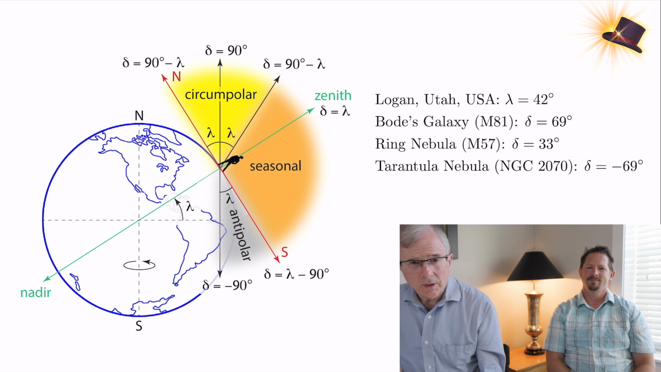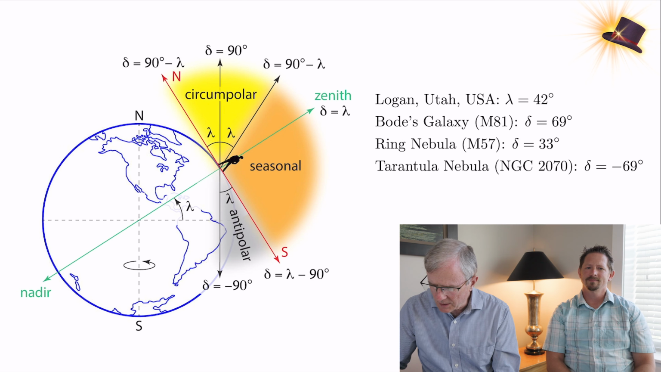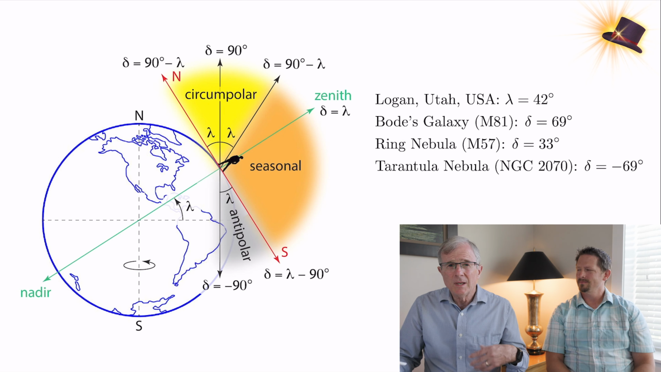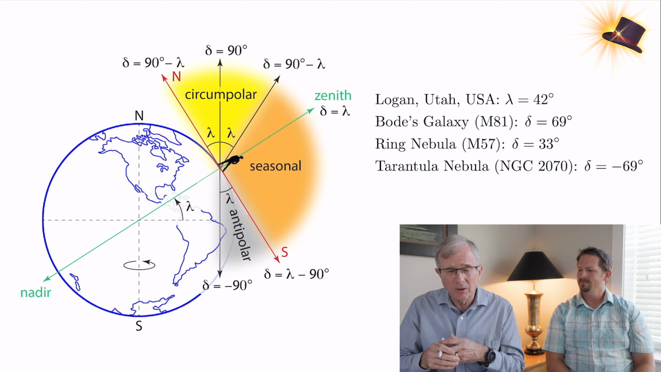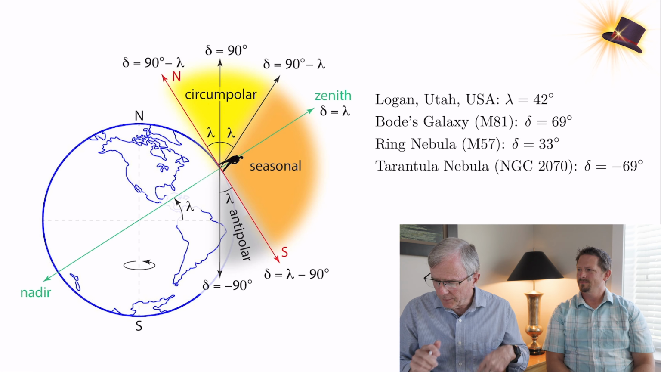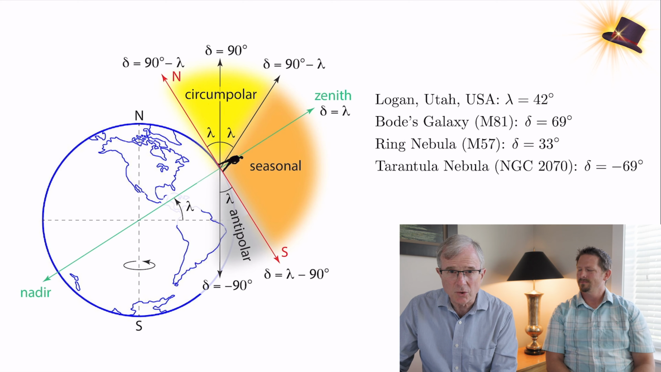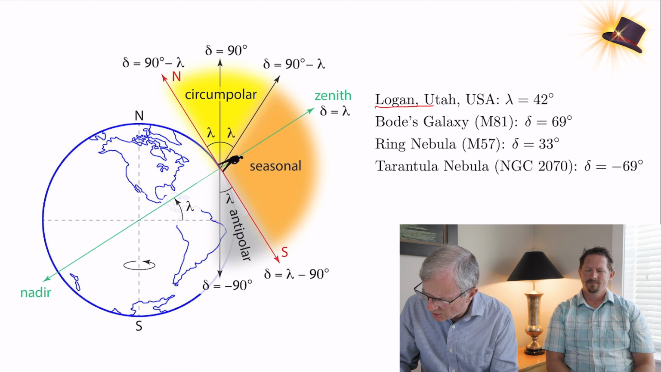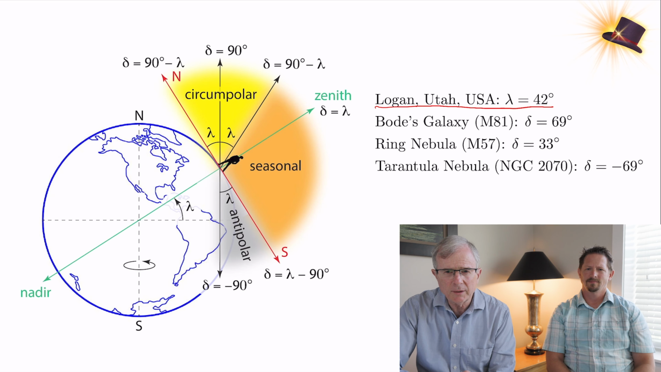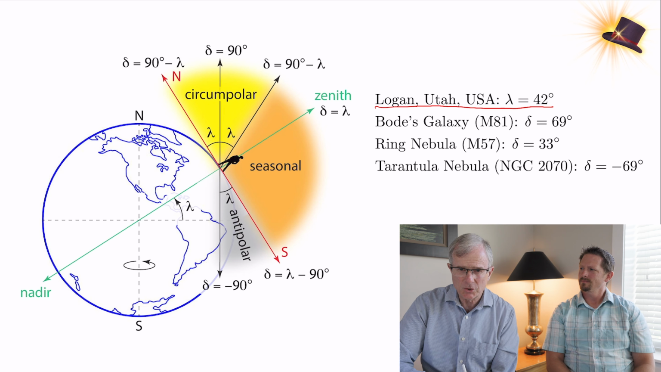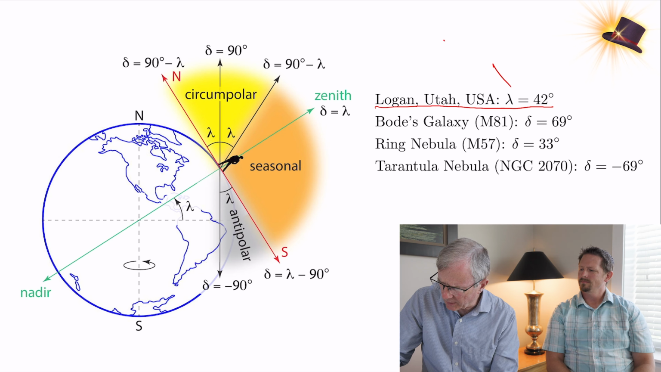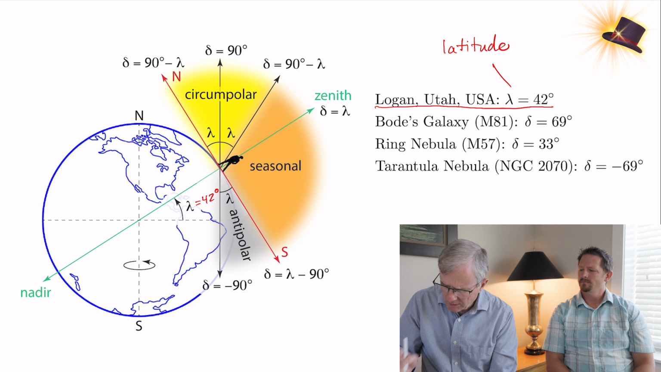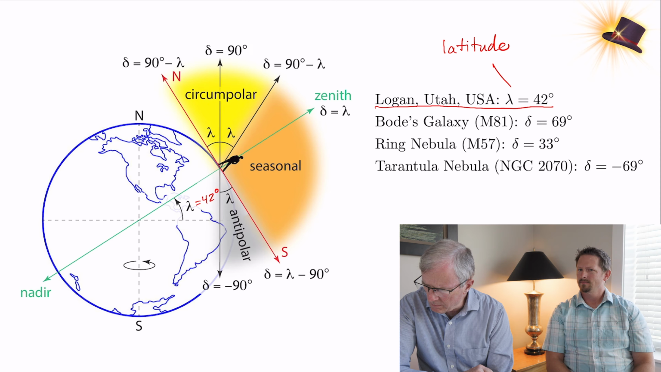All right, let's do a little exercise to see if we understand this. In our book, we go into a little bit more detail on the mathematics, but this example is really, I think, instructive. So Ren and I live here in Logan, Utah, in the United States at a latitude, so lambda stands for latitude, as we talked about in a previous video, of 42 degrees. So this is roughly 42 degrees.